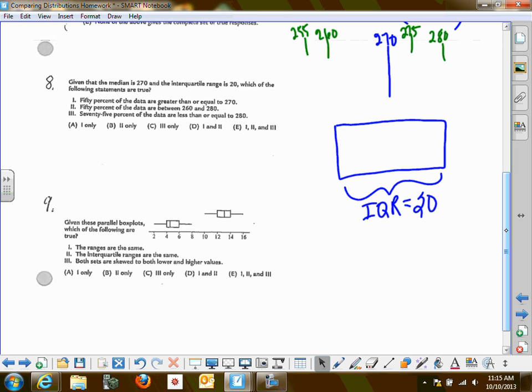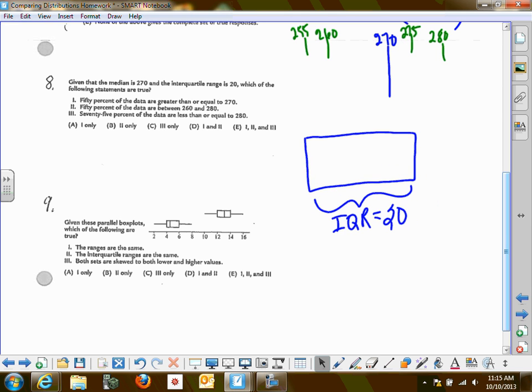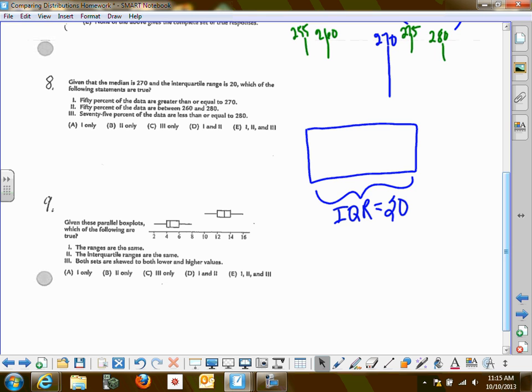Okay, so let's see if we can't get you to understand this. Here we go. Question number 1. 50% of the data is at or above 270. That is true. That is the definition of median. Where is the median located? At the 50th percentile, so 50% is above the median, which is 270. Now here's my IQR of 20. Does that mean that 50% of the data is between 260 and 280?